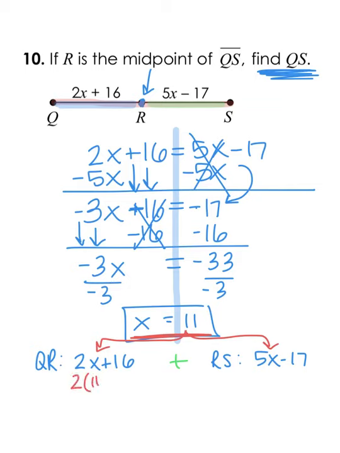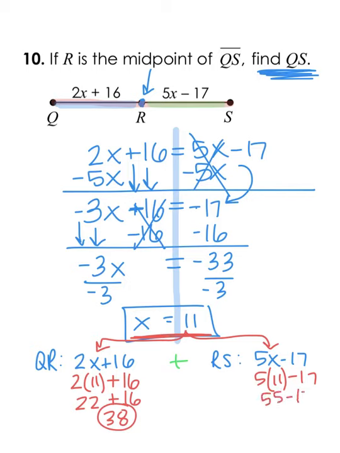So 2 times 11 plus 16 is 22 plus 16, which is 38. And then I know that 5 times 11, remember I'm substituting that 11 in, 5 times 11 is 55 minus 17, and I get 38. Let's do this on paper.